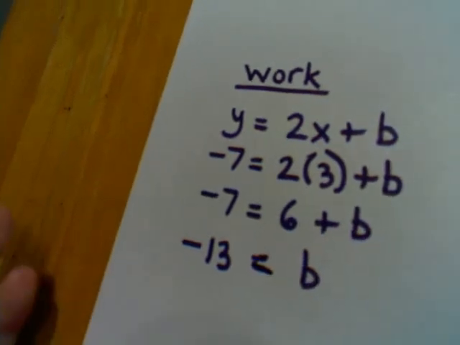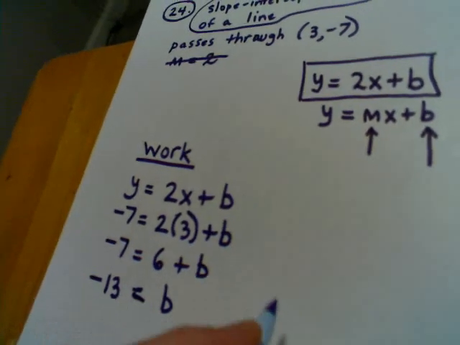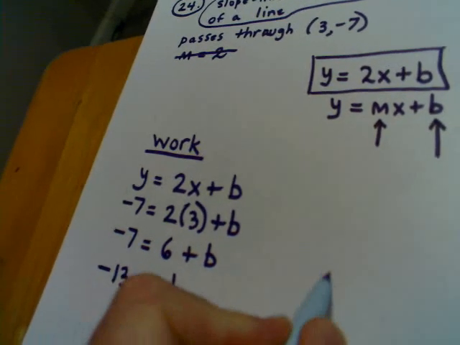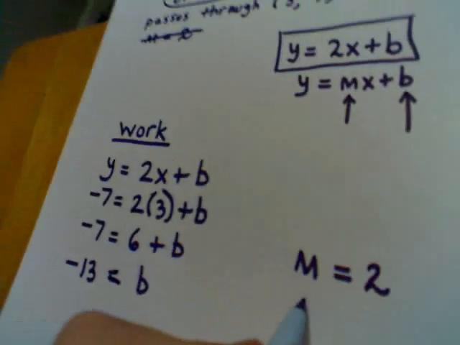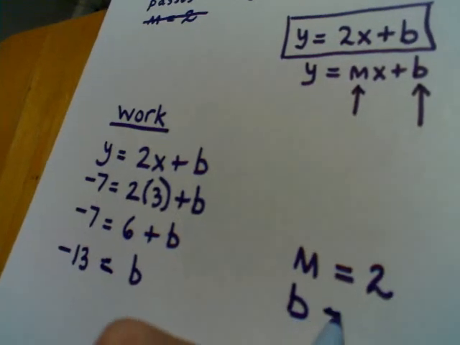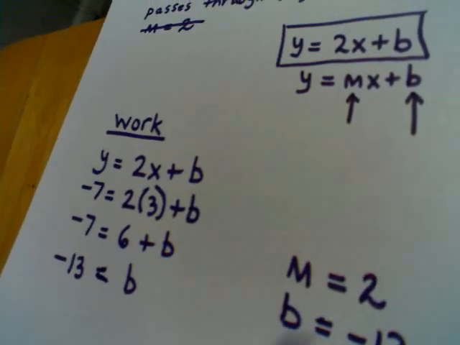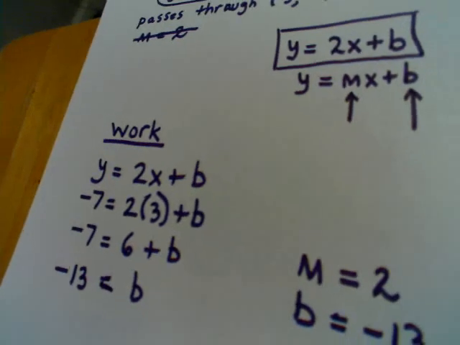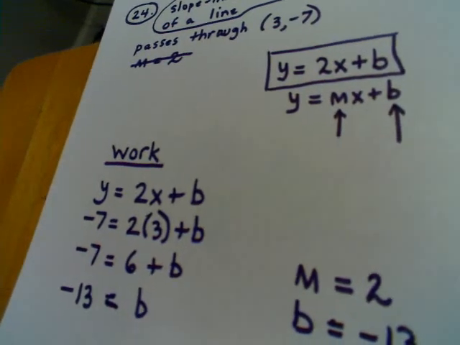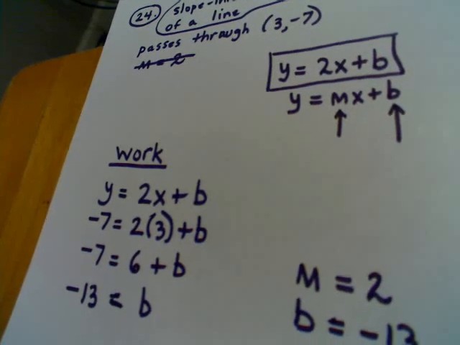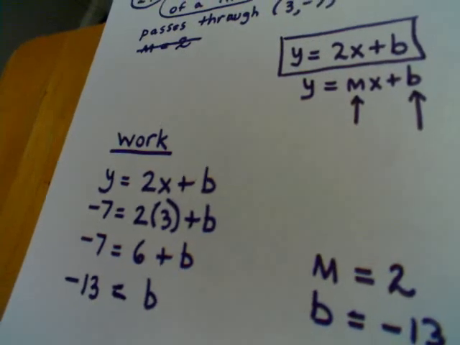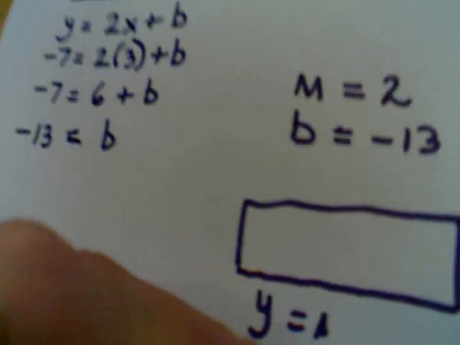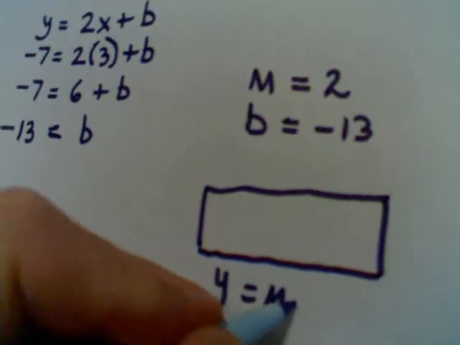So now I virtually know the two pieces of information I needed. Let me recap them here. I needed to know m, but I already had that. M was 2. And I found out what b was. B is equal to -13. Remember what I'm writing as my answer. My final answer to this problem is the equation of the line. And remember, it's in the form y equals mx plus b.